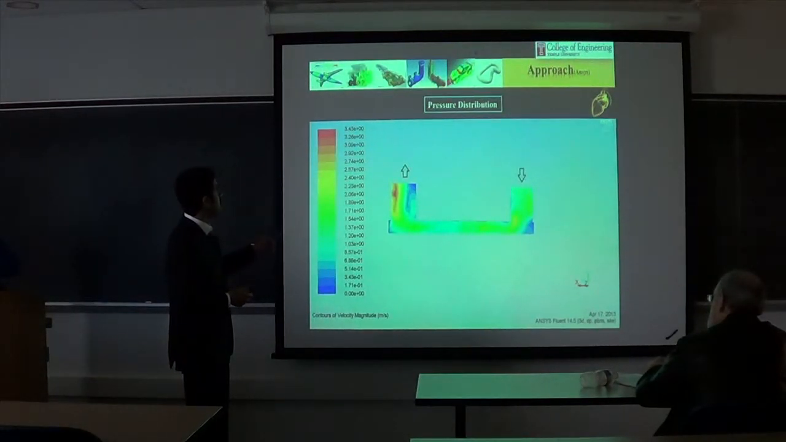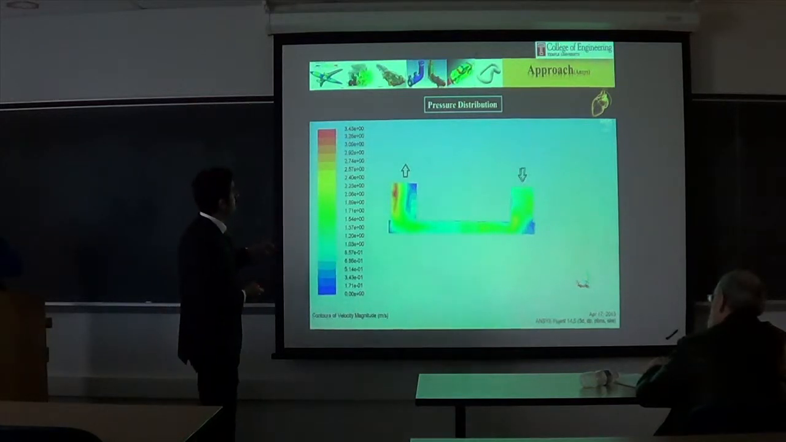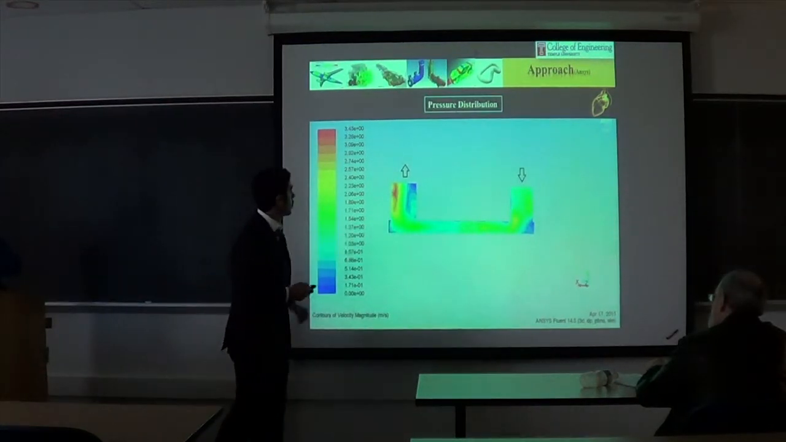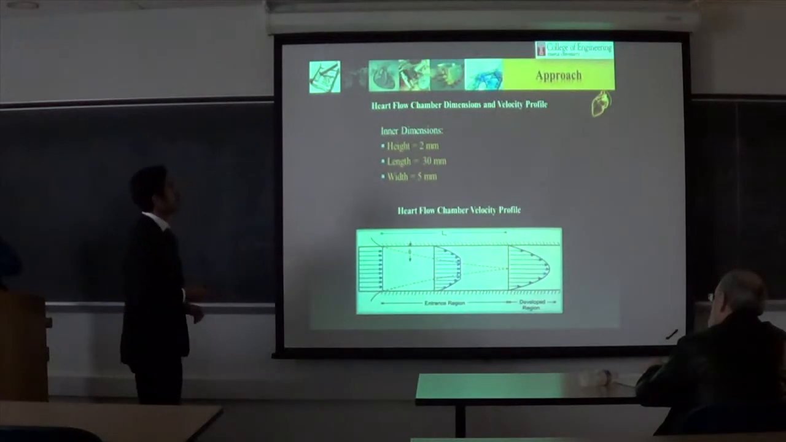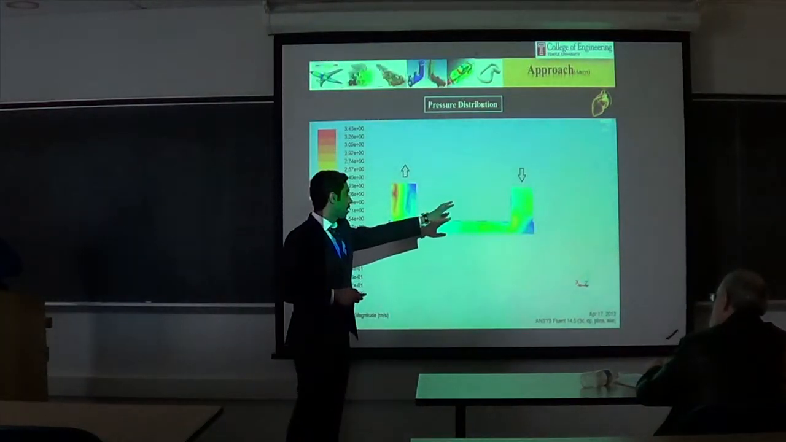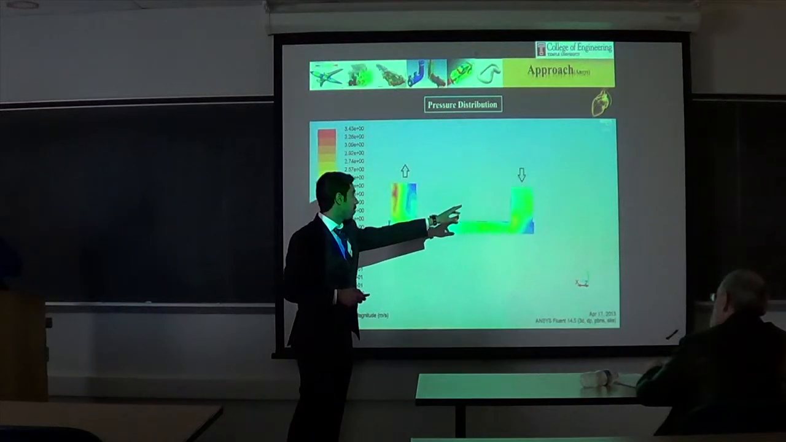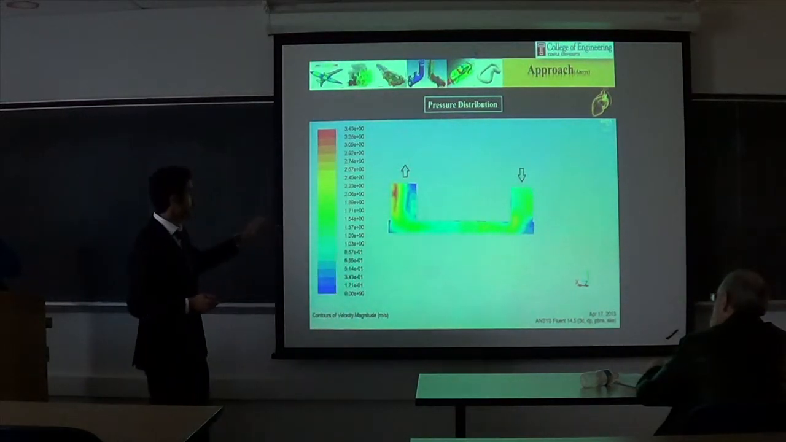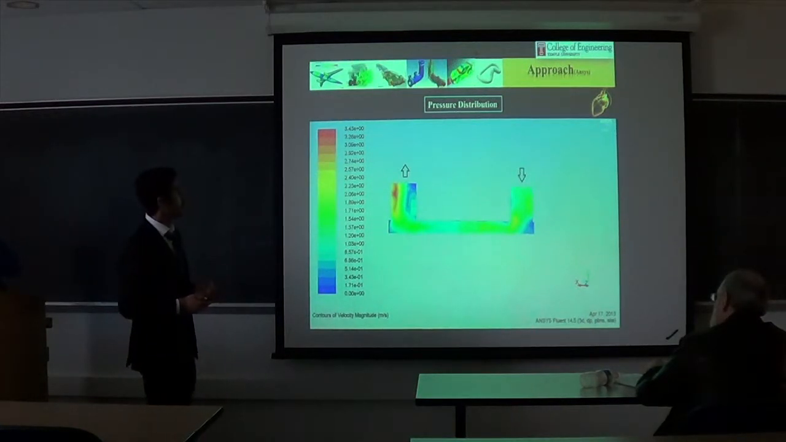Here is the pressure distribution, and you can see that the actual pressure distribution decreases from the inlet going to the outlet. And the ANSYS results very much match our calculated values.